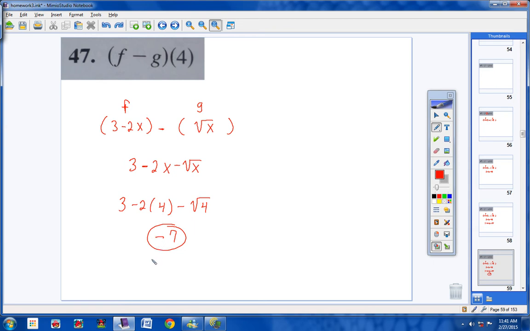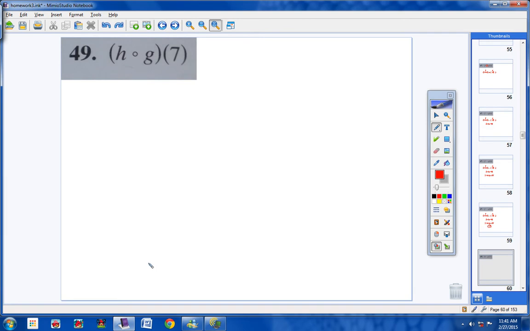Okay? All right, number 49. Okay, composition. So we're going to find the composition of H and G. And then once we do that, we're then going to substitute 7 in for x. So my H function is 3x squared plus 2. My G function... my H function is first. Whenever your composition is written like this, students, H of G is the exact same thing as this. H of G of 7, okay?